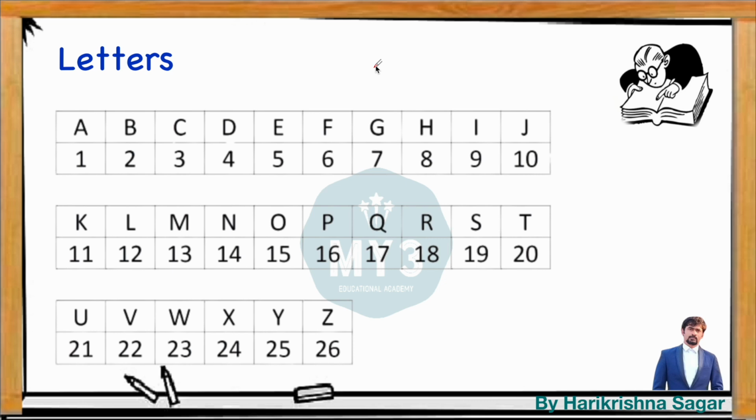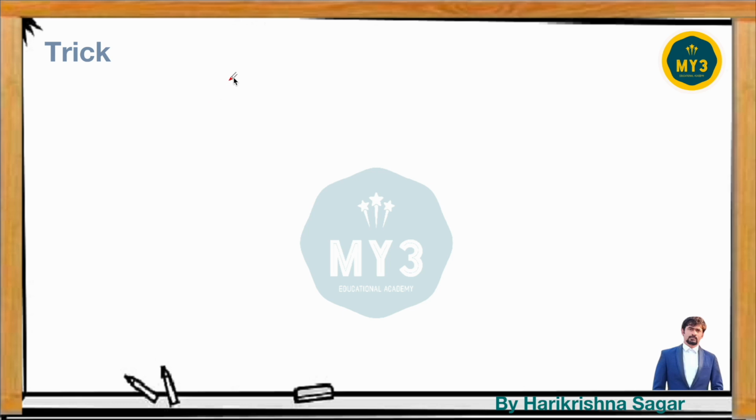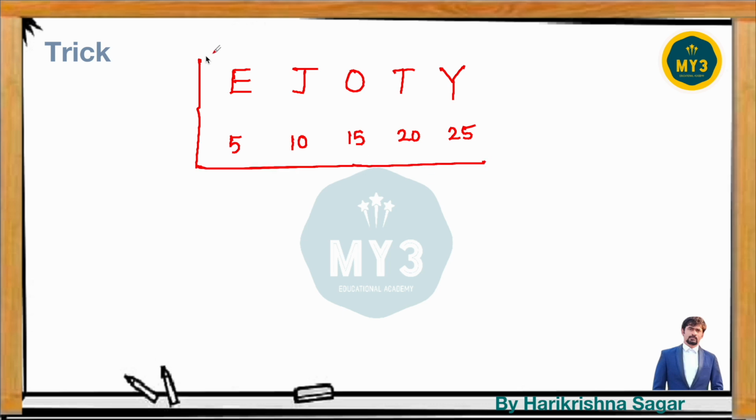The first trick you can use is called EJOTY. EJOTY is a trick which is going to be helpful for you to figure out the alphabet positions. EJOTY are 5 multiplier positions. E is 5, J is 10, O is 15, T is 20, Y is 25. Using this EJOTY trick, you can figure out the alphabet positions easily.